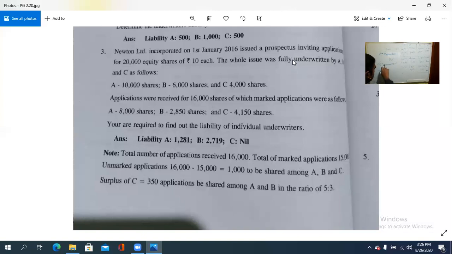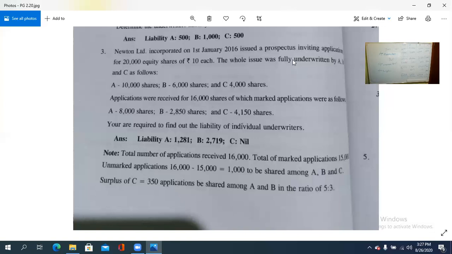Then take the difference. Less surplus alone. 1,500 minus 219. How much? See the answer. A is 1,281. Then 2,850 minus 131, that is 2,719, and this is 0. See, 2,719 plus 1,281, it is 4,000. 2,719 and 1,281. So how much is it? 4,000. See, 4,000. In this way, we are calculating the net liability.